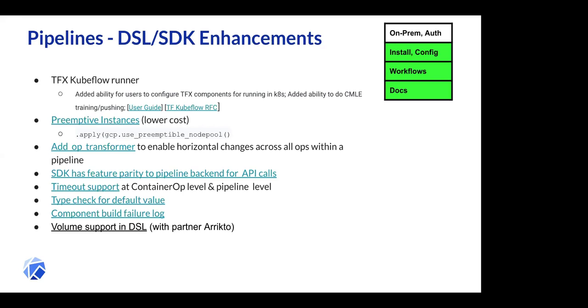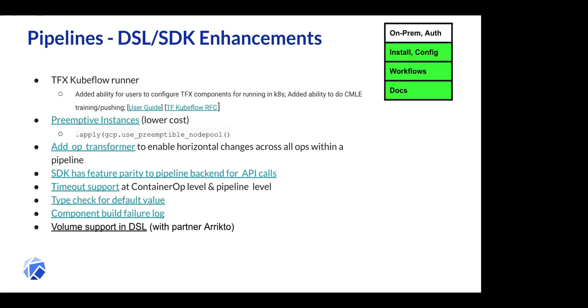The second is the preemptible instance support. So basically, this allows a user to run the pipeline with preemptible VMs. And basically, the benefit here is from a cost perspective. And the third bullet talks about the Auto Transformer, which I briefly touched on in an earlier slide. This is the one feature that enables horizontal changes across all steps within the pipeline. And the link here shows you an example of how to apply the retry operations across all the steps in the pipeline. So this just serves as an example.